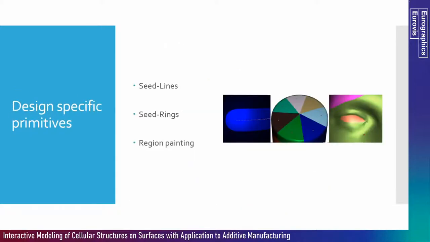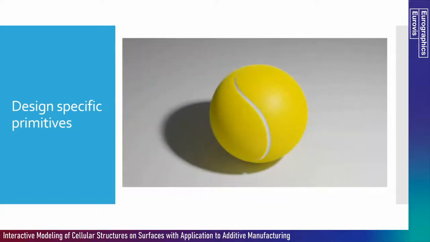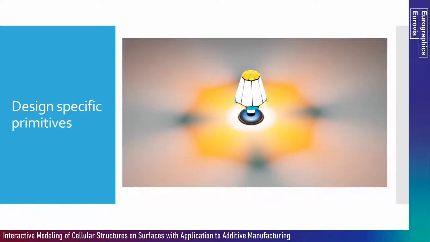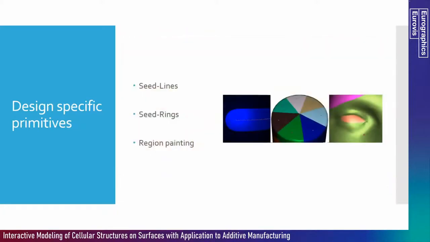For convenience, we added tools to place multiple seeds at once. To create a tennis ball, for example, we use seed lines. A circular placement was used to create the center part of a lamp. Region painting is useful when a special region that has a specific outline needs to be covered.